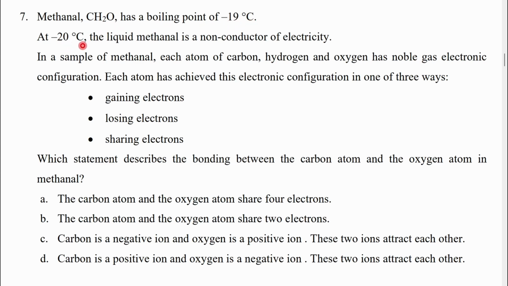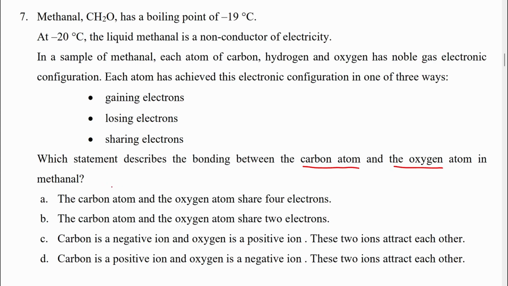At negative 20 degrees Celsius, the liquid methanol is a non-conductor of electricity. In a sample of methanol, each atom of carbon, hydrogen, and oxygen has noble gas electronic configuration. Each atom has achieved this electronic configuration in one of three ways: gaining electrons, losing electrons, sharing electrons. Which statement describes the bonding between carbon atoms and the oxygen atom in methanol?